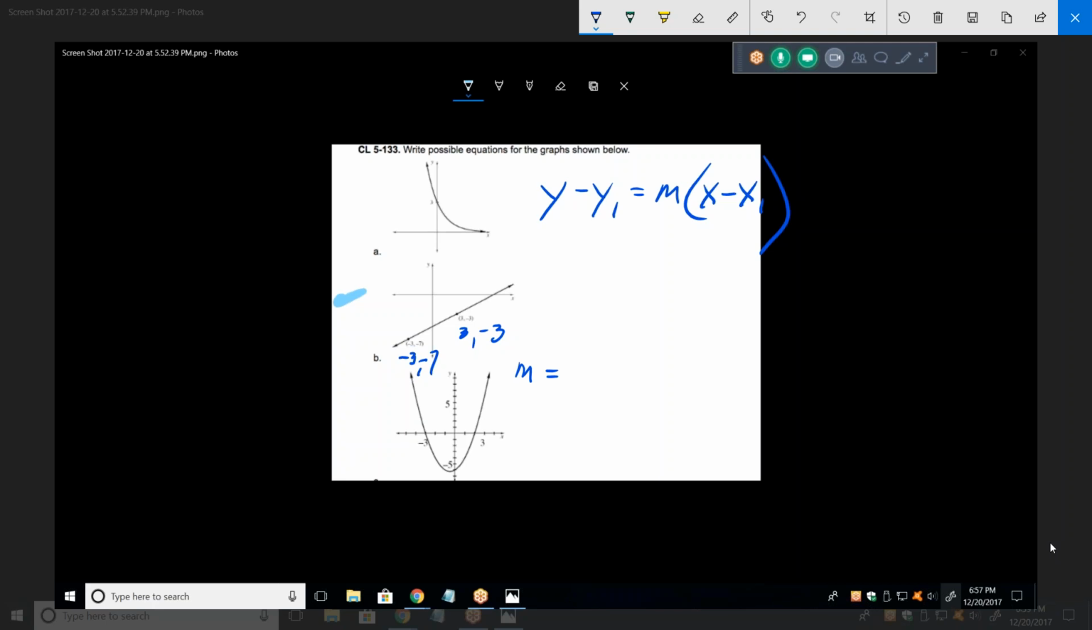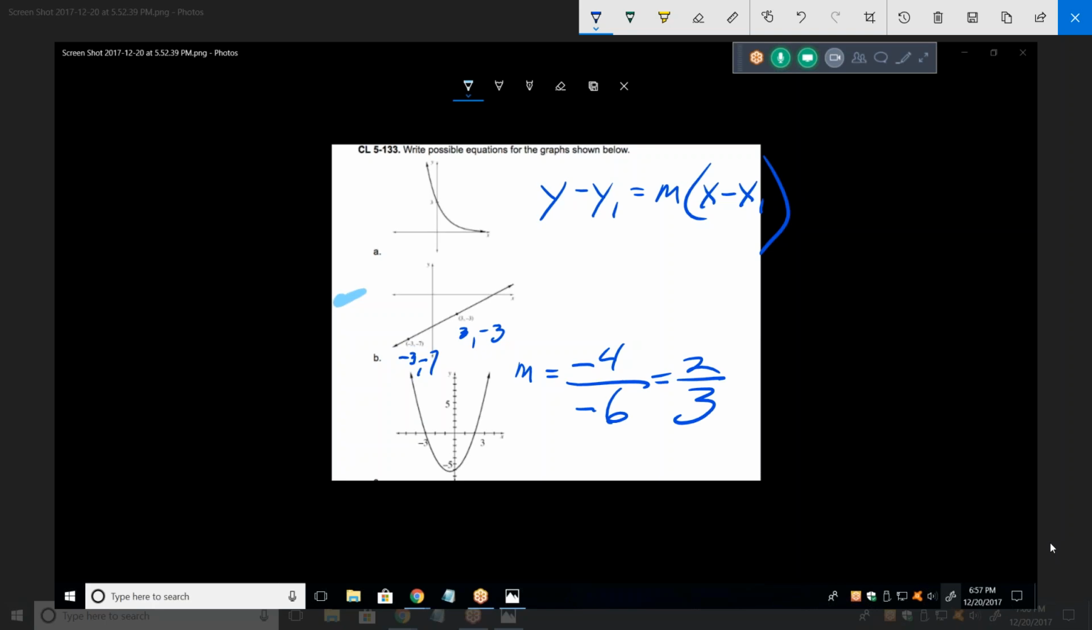If you just plug it into the equation, y2 minus y1 all over x2 minus x1, that gives you slope. Rise over run. What's y2 minus y1? -7 minus, or so -7 plus 3, that's -4, over -3 minus 3, which is -6. So that gives me a slope of 2/3.